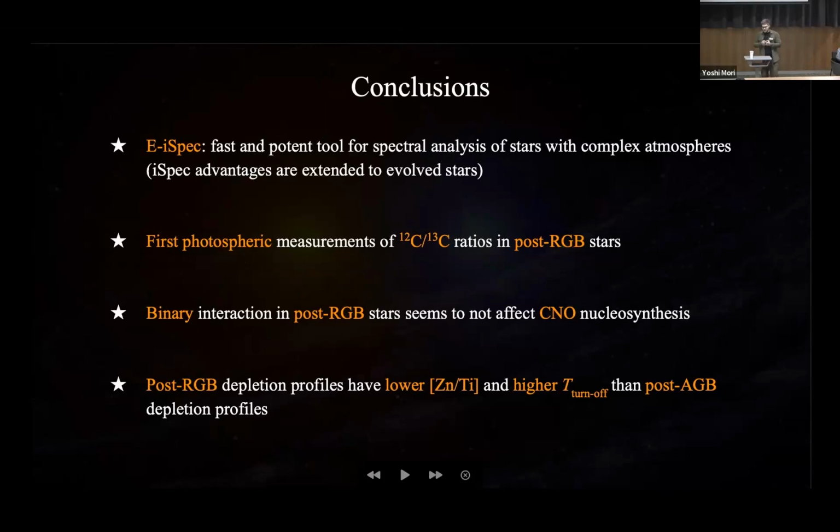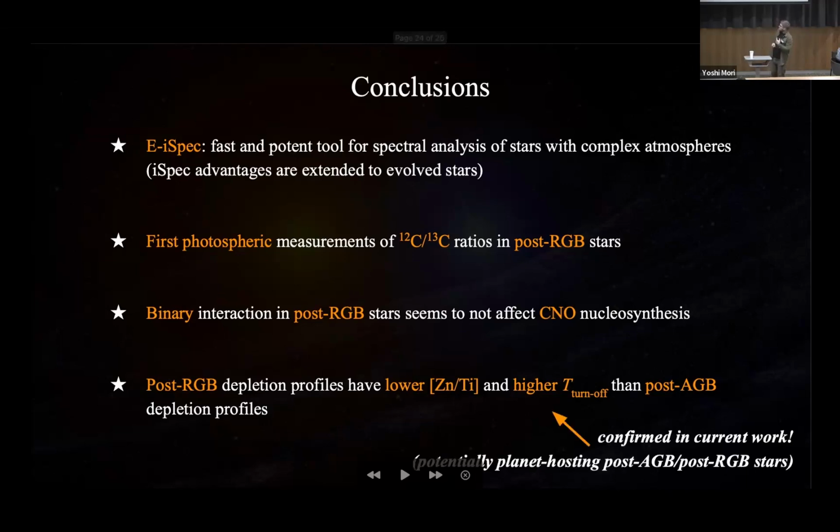Using EISPEC, I have derived the first photospheric carbon isotopic ratios in post-RGB stars. We have found that the binary interaction in post-RGB stars does not seem to affect the CNO nucleosynthesis, and that post-RGB depletion profiles have a lower zinc over titanium ratio and higher turn-off temperature than post-AGB average sample depletion profiles. This last point was also confirmed in the current project I'm working on, which has a sample of potentially planet-hosting post-AGB and post-RGB binary stars.